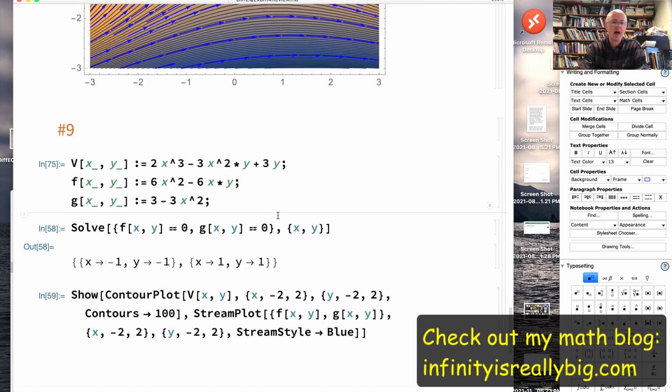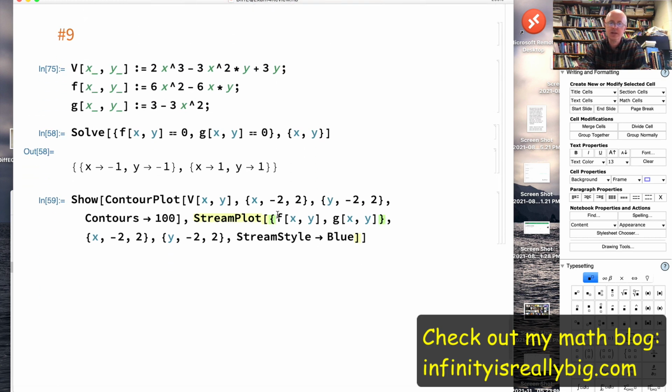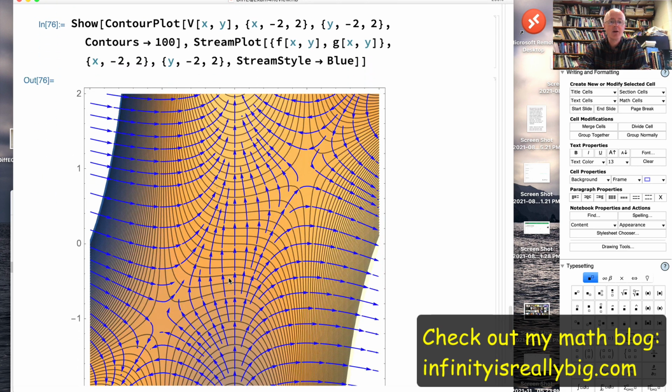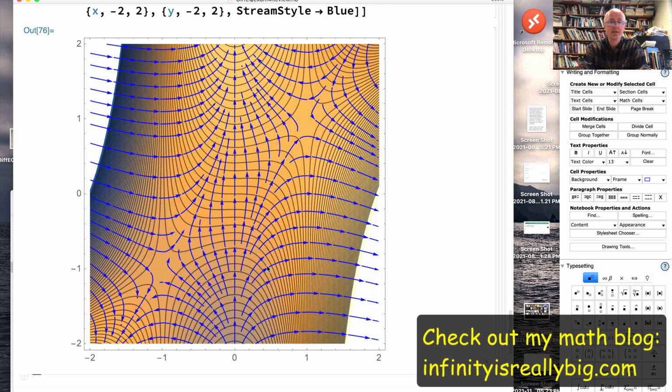Now the solutions don't lie on the level curves of v. They are orthogonal to them. So these background curves are the level curves of v, where v is constant, and the blue curves are solution curves. You can see that they're crossing the level curves of v orthogonally with a 90-degree angle, a 90-degree tangent line every time they cross. There are a couple equilibrium points right about here and here at 1, 1 and negative 1, negative 1.